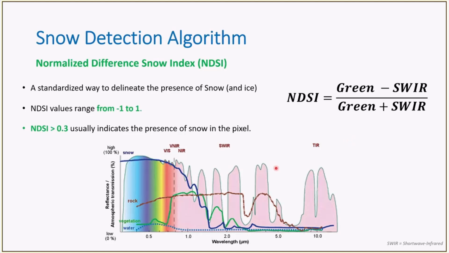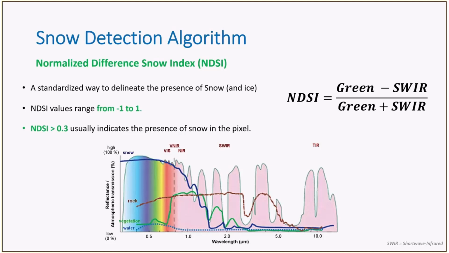NDSI is a normalized index, as the formula shows. It ranges from -1 to 1, with values higher than 0.3 usually meaning the presence of snow in the pixel.